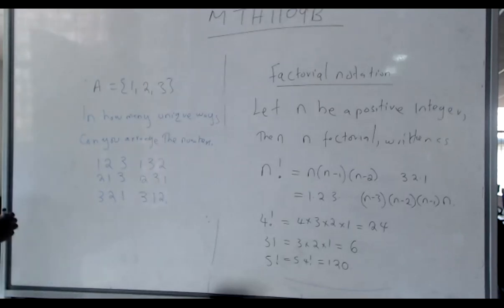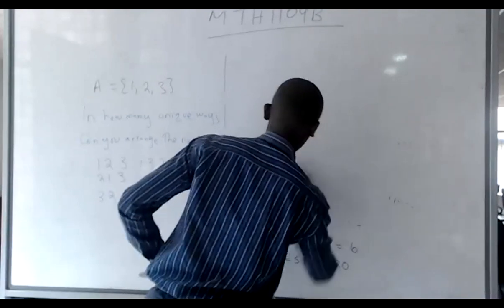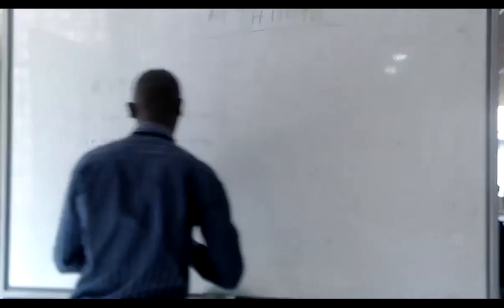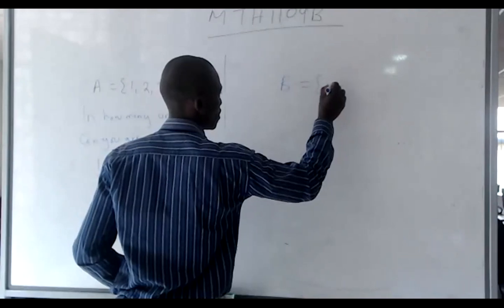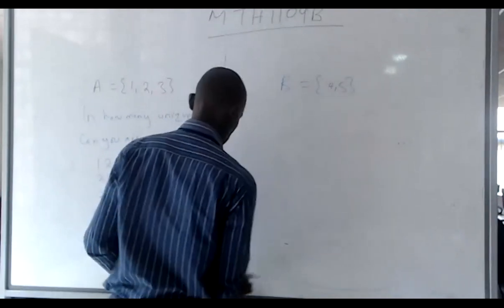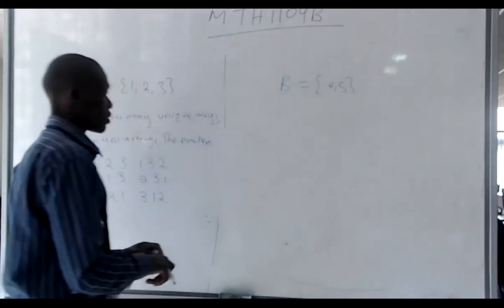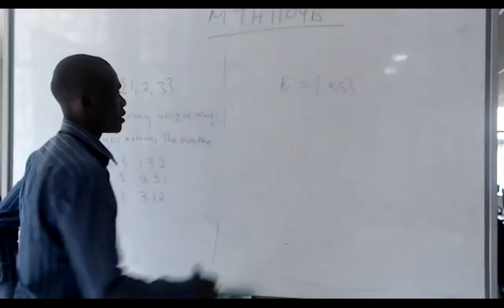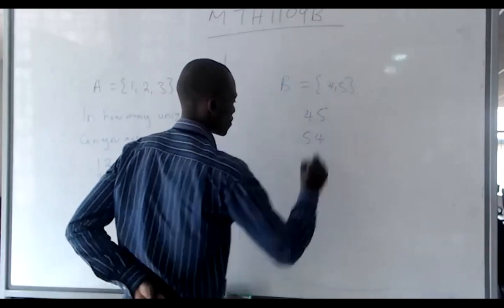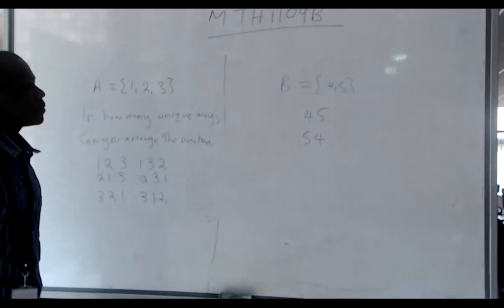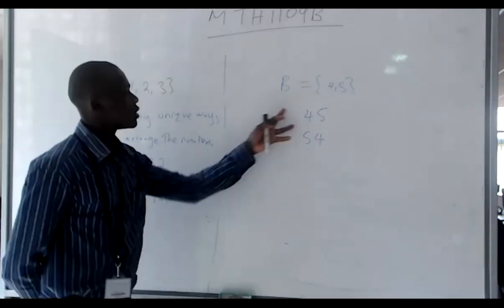Maybe 3 is too big. Let me give you 2. It should be simpler. Suppose you have a set which contains the elements 4 and 5. In how many different ways can you arrange these numbers? You could write them as 4, 5, or you could write them as 5, 4. Is there any other way of arranging them? No. Good. So what's the connection with this factorial?